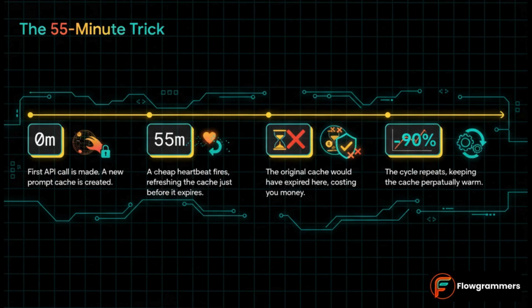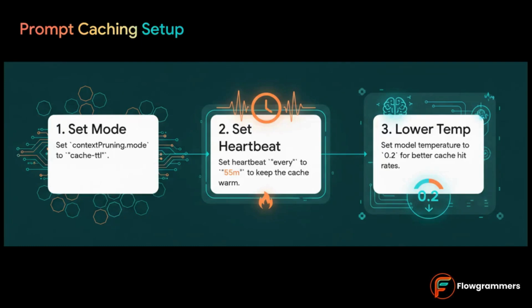You just let this loop, and you are permanently saving money. And these are the exact steps. First, you set the pruning mode to cache TTL. Second, you set your heartbeat to 55M. And third, and this is a really important detail, you lower the model's temperature to around 0.2. A lower temperature just means the model's answers are more predictable and less wordy, which means you get a much higher cache hit rate. And more hits means more savings.